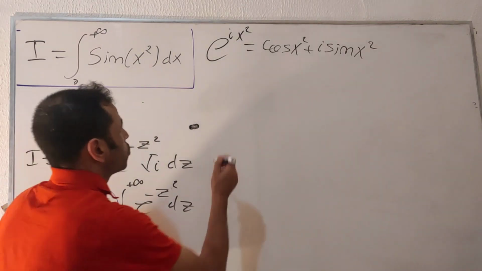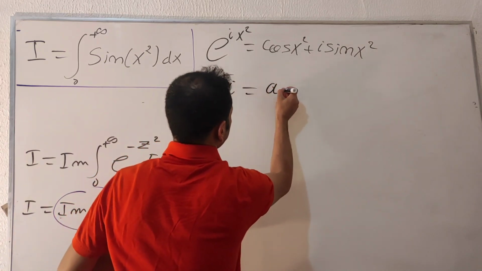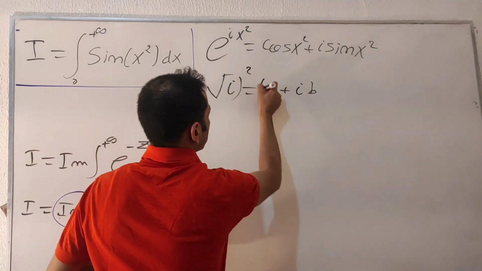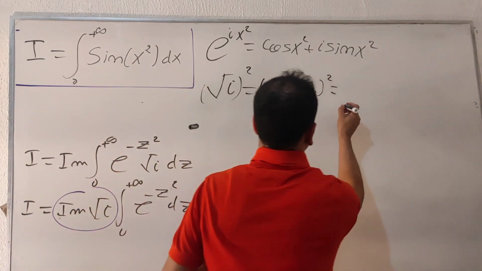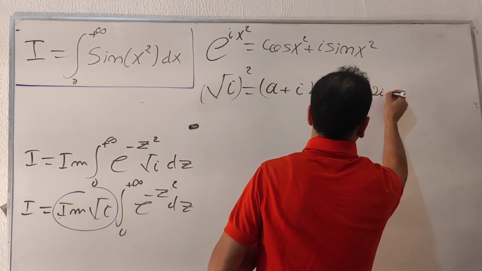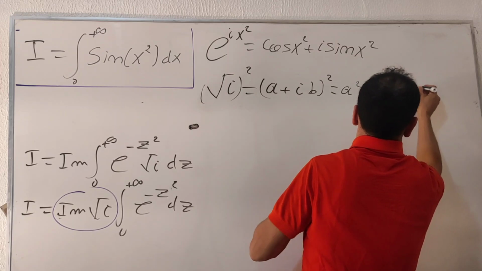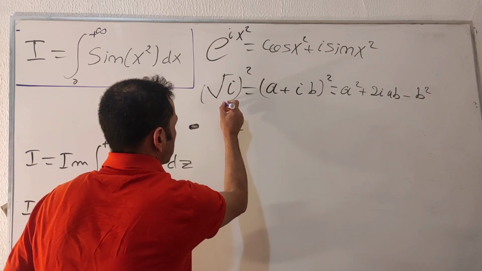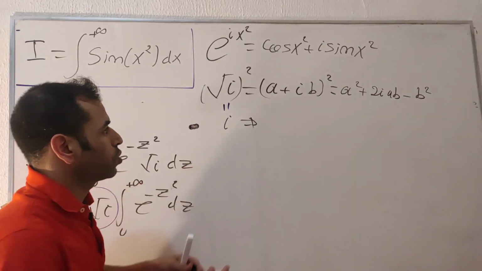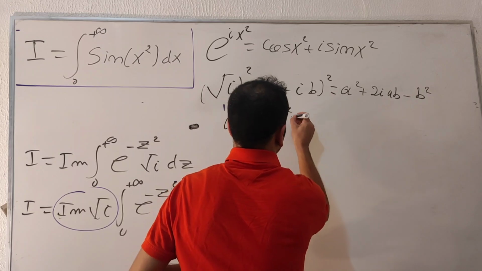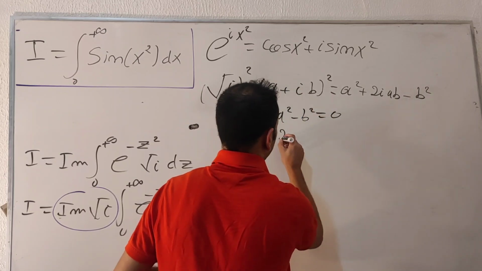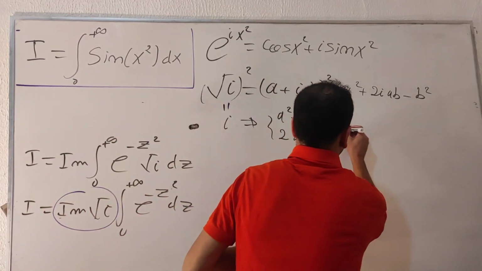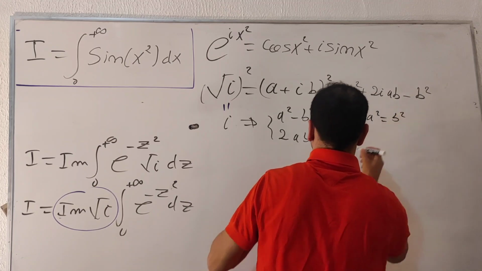Okay, now at this moment we are going to evaluate this one, the imaginary part of square root of i. So we know square root of i equals a plus ib, like this. I'm going to square both sides. I will end up with a squared plus 2iab minus b squared, because i squared equals minus number 1. Okay, this one equals i. I'm going to collect like terms. We get a squared minus b squared equals 0. Also I get 2ab equals 1.